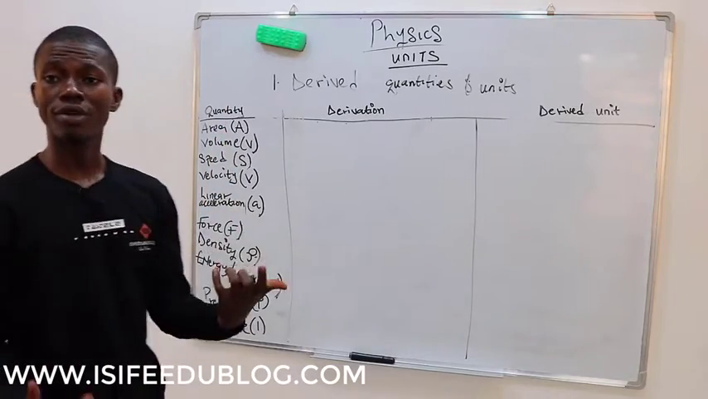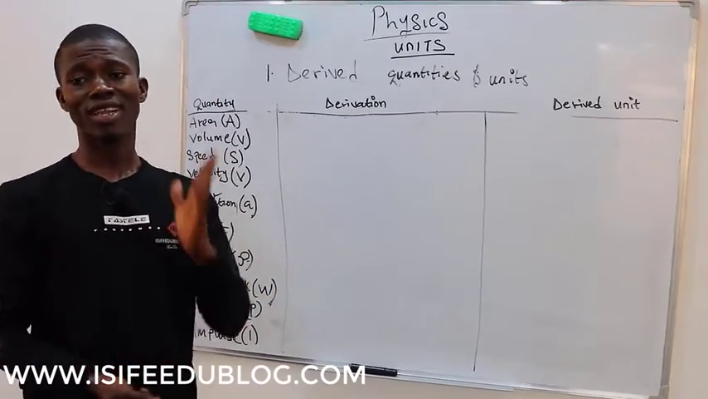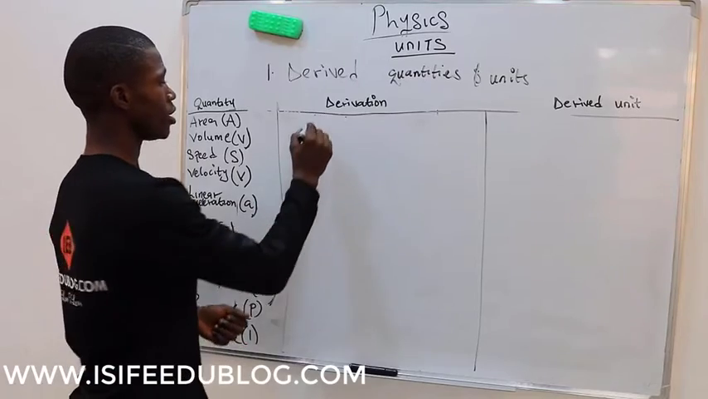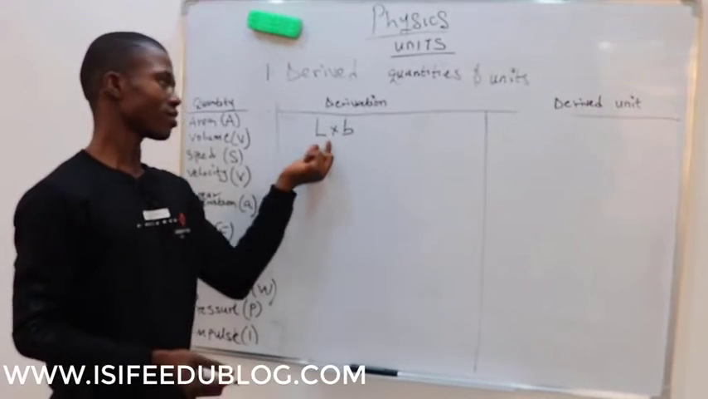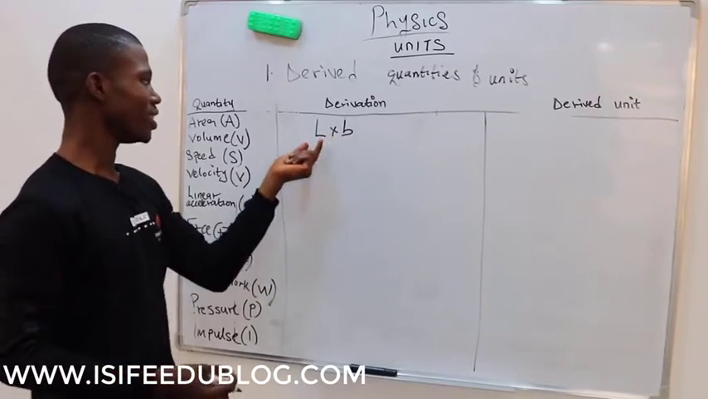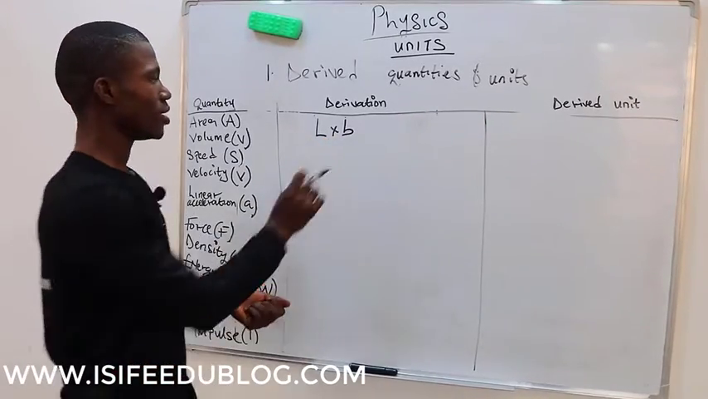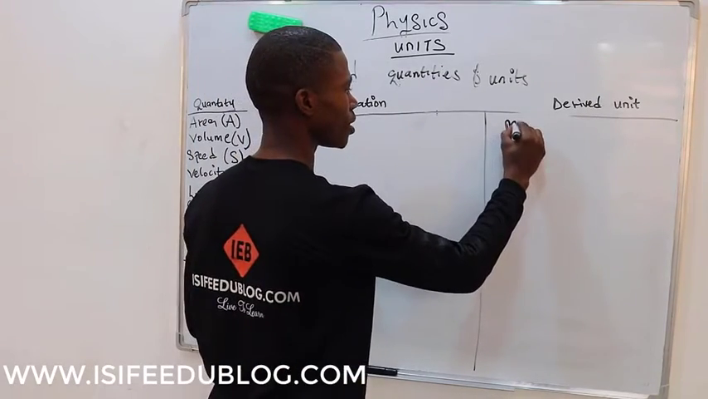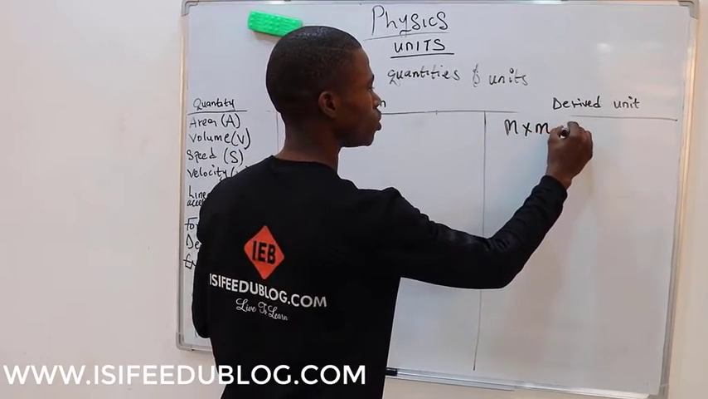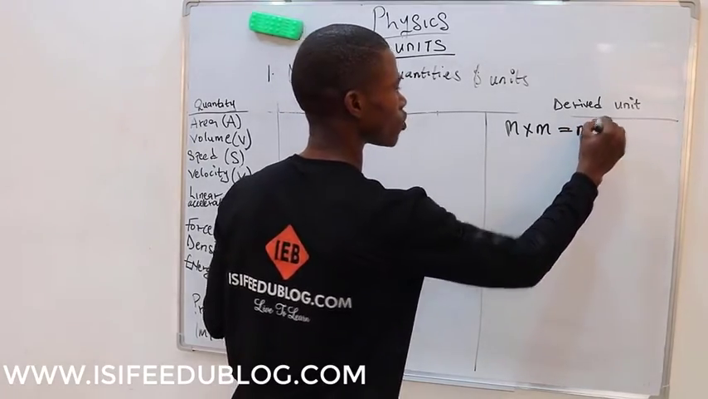The first one is area. Area is just length times breadth. Area is length times what? Breadth. How can we determine the unit? The unit of length is meter. The unit of breadth is also meter. So here is meter times meter, which will give us meter squared.